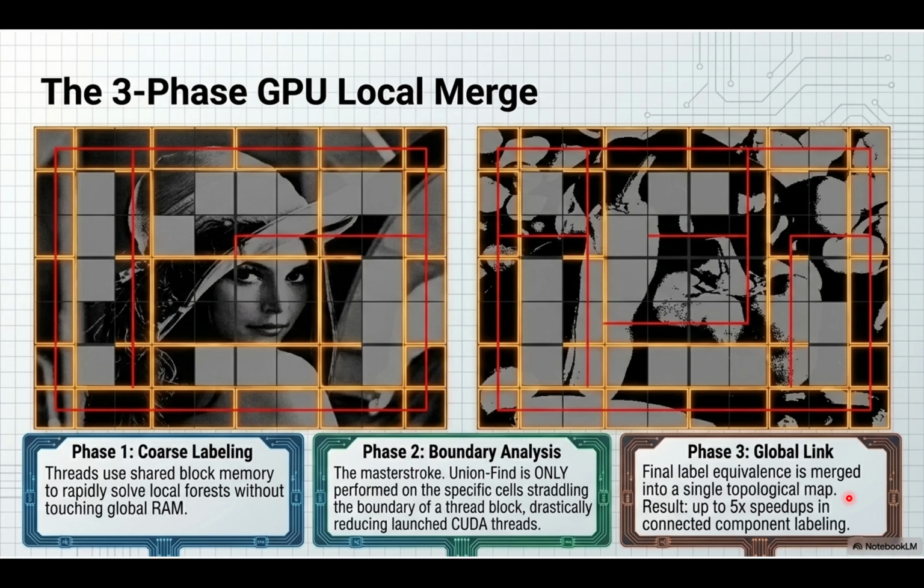That is over 16 million pixels categorized almost instantly. How did they pull that off? They engineered a highly specific three-phase GPU local merge. Okay, phase 1. The first phase is coarse labeling.